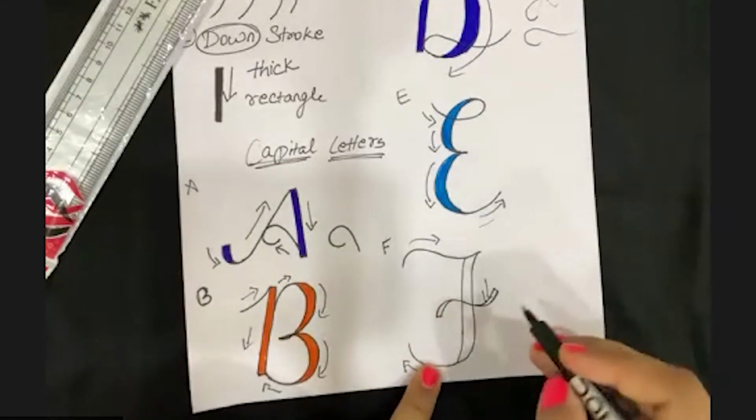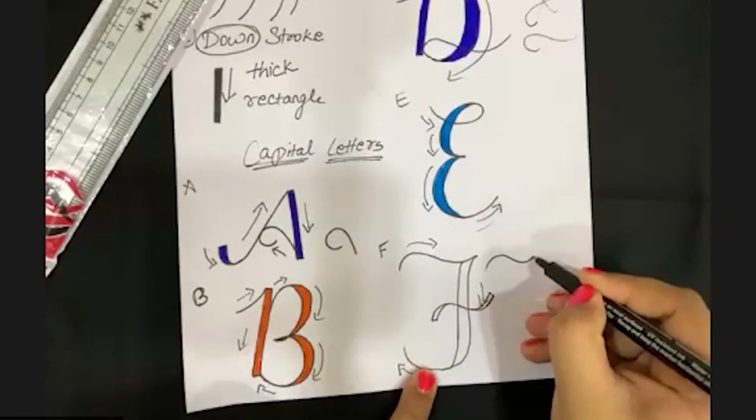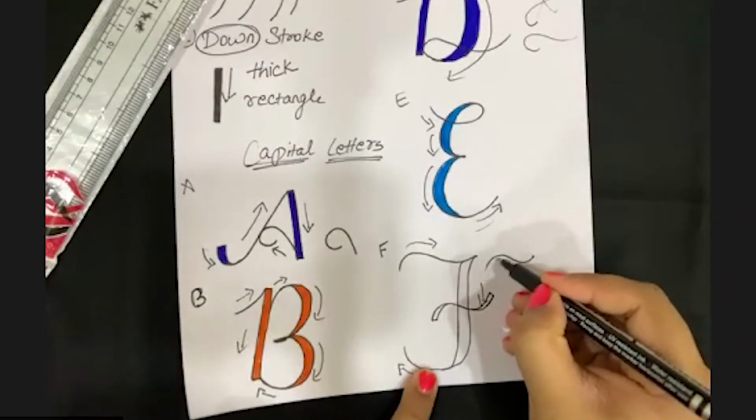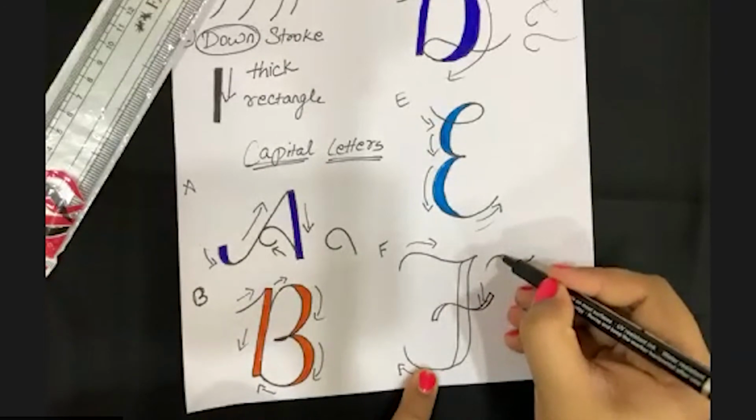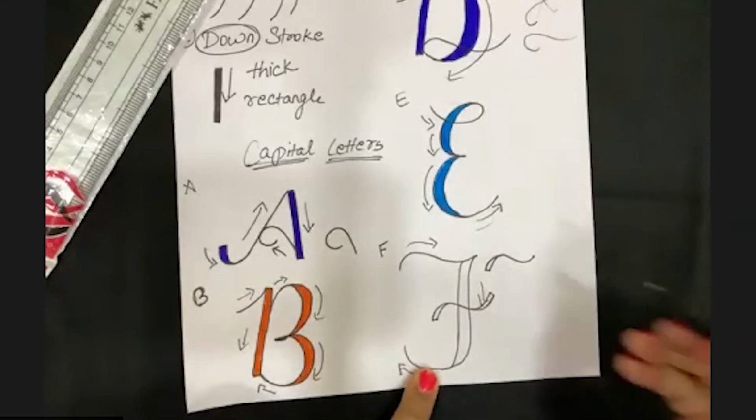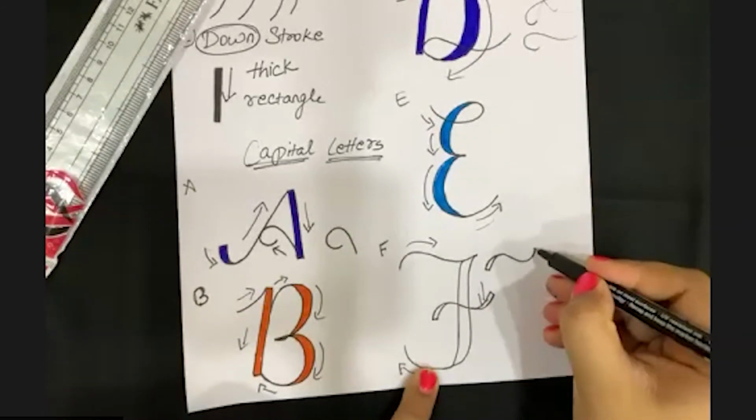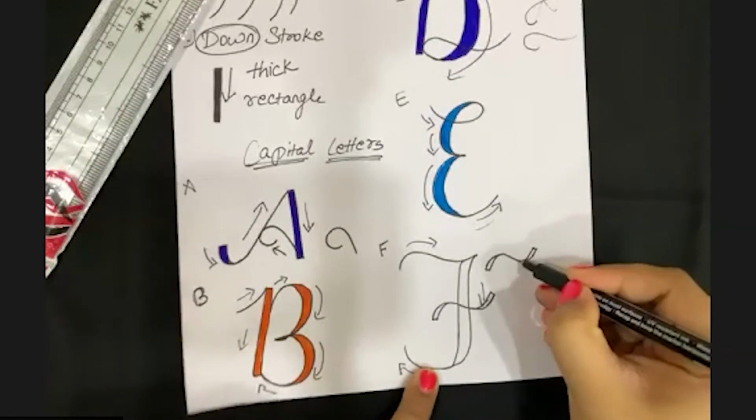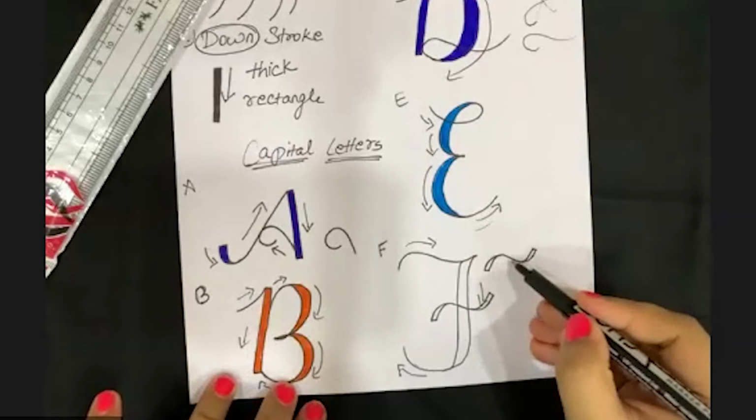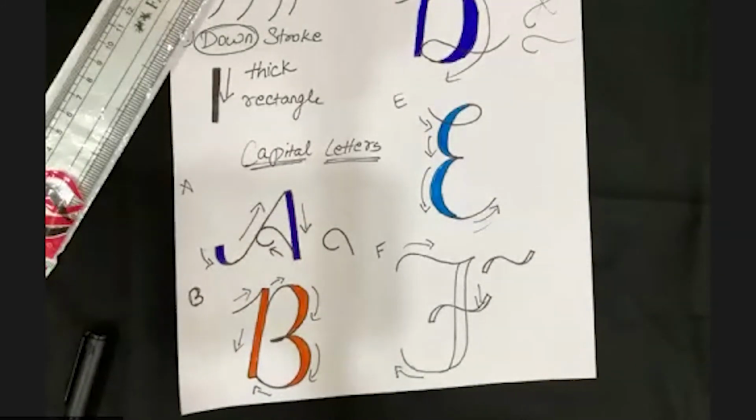What I did basically, I made an S. The starting part of S is my downstroke, so I'm making a rectangle, making it thick. And the ending part of S, again, this is downstroke, again I'm making a rectangle. So yes, this is the S curve. This S curve is most important.